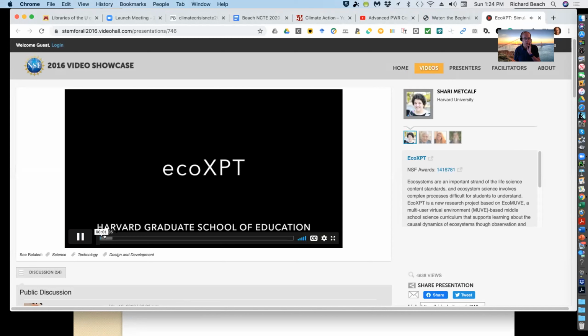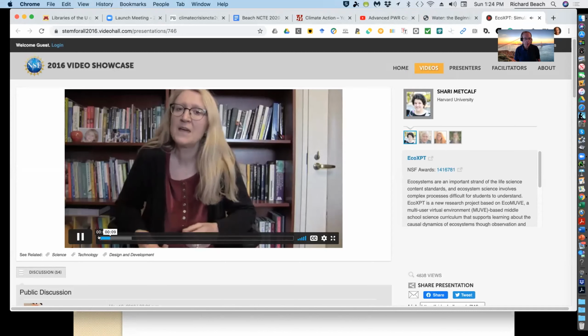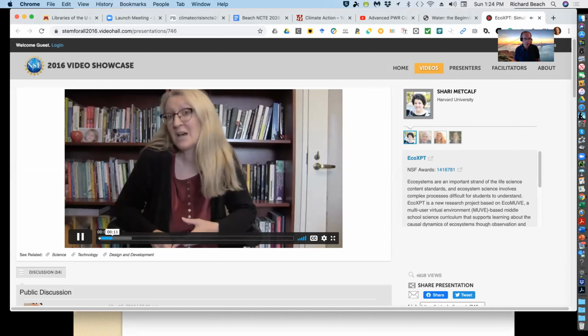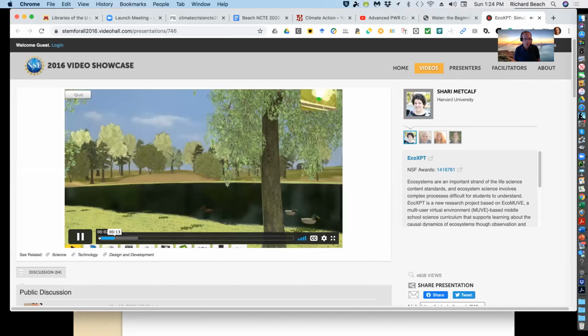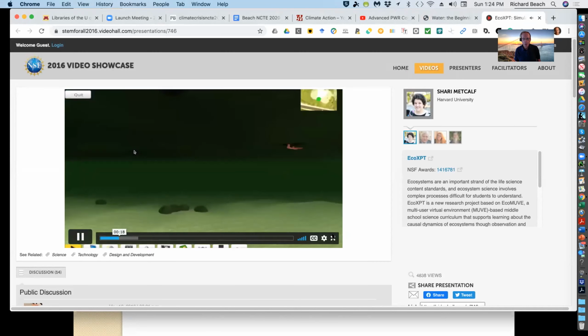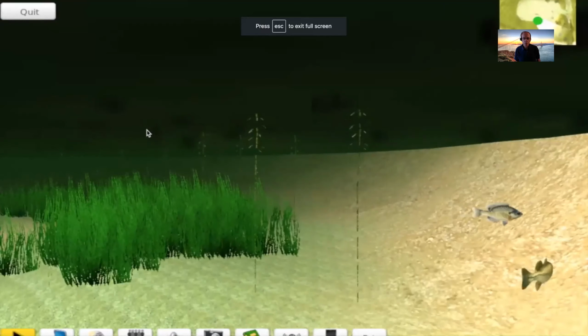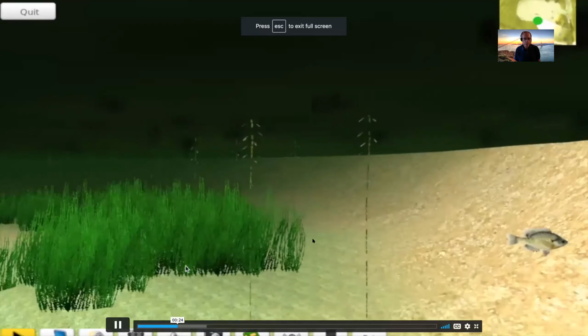The EcoXPT project is a project that we started about a year and a half ago that builds on some of our earlier work called EcoMoon. And in order to really understand EcoXPT, you have to understand EcoMoon. EcoMoon is a multi-user virtual environment. Students go into each world and they can explore the world and start to understand the dynamics of the ecosystem.